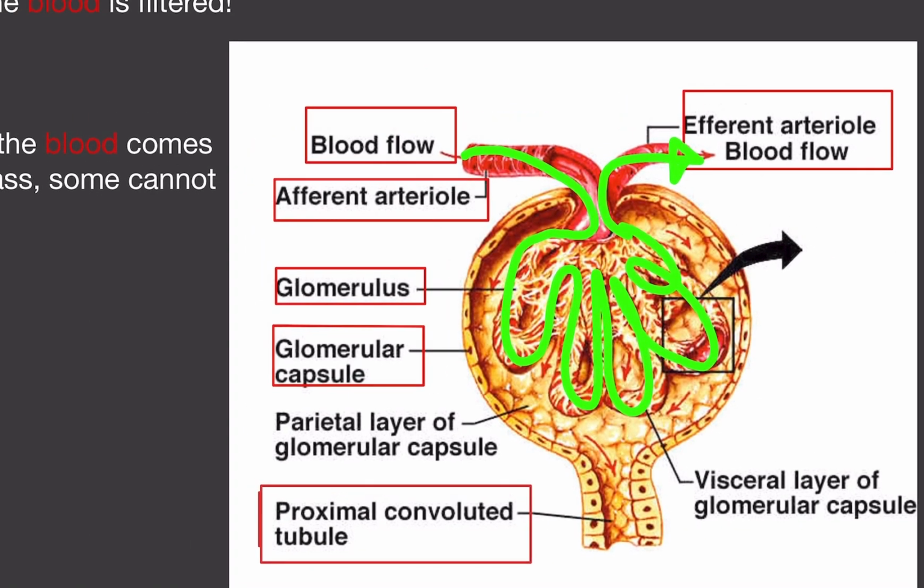Now, stuff that is filtered out joins the interstitial space here and goes down into what will become the PCT, or proximal convoluted tubule. So let me choose a different color. So this stuff right here, that proximal convoluted tubule, or PCT. So stuff that is filtered out will join the PCT. And stuff that enters the PCT will either be reabsorbed or become urine.